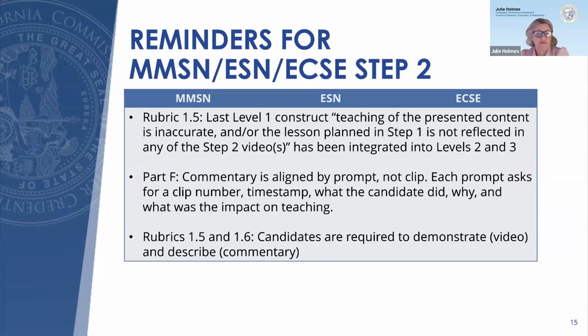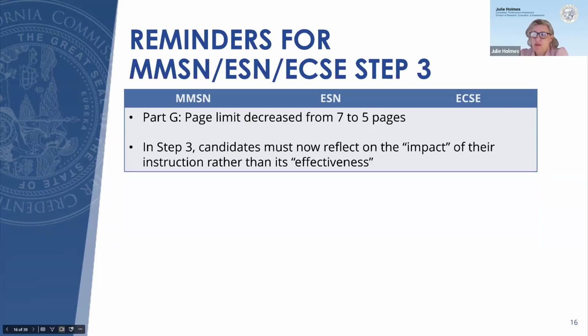And across rubrics 1.5 and 1.6, those are the 2 rubrics in step 2 plan, teach and assess, excuse me. Candidates are required to demonstrate in the video and describe in the commentary. They must do both in order to meet the level 3 rubric. I will point this out, I promise, when we get there. In step 3, in the Part G reflection template, it has decreased from 7 to 5 because we have redone this whole step 3 for MPA. The candidates must now reflect on the impact of their instruction rather than effectiveness.